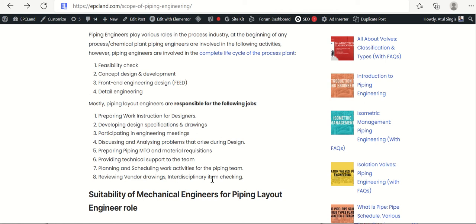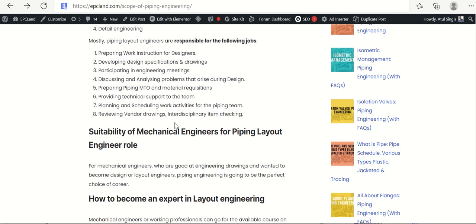Reviewing vendor drawings, interdisciplinary item checks. Along with a lot of meetings and discussions with other disciplines, there will be a lot of deliverables or drawings from various disciplines which will be associated with piping deliverables. So they need to review those things, right? Similarly, a lot of deliverables will be passed on to other disciplines so that they can also check and provide their inputs. So this kind of to and fro movement will be there within the deliverables. So they have to be good in reviewing and coordination.